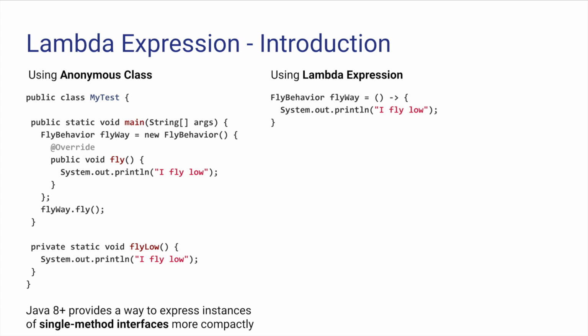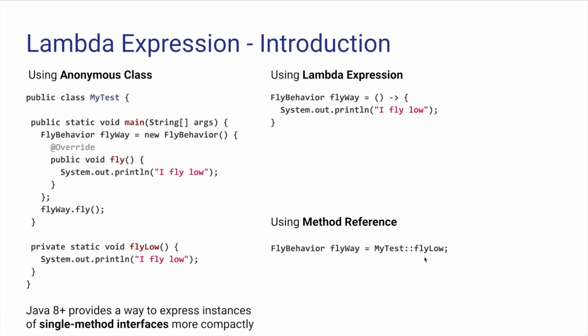But in certain cases, lambda expressions might merely act as a pass-through mechanism, such as by calling another existing method or constructor. For example, here we could have simply called the static method flyLow rather than writing the System.out statement here. In such cases, we can simplify lambda expressions even more using method references. So as you can see here, it is as simple as MyTest::flyLow.